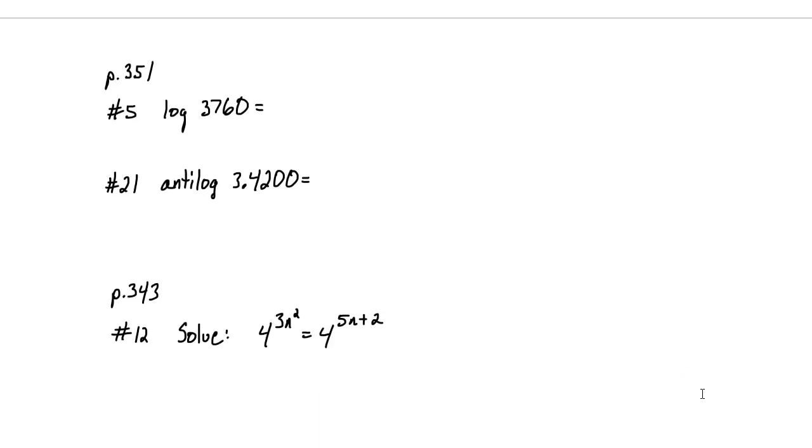On page 351, we were evaluating logarithms using our calculator. So push the log button, and then input 3760. If you round it, the answer is about 3.575. To do anti-log, the button on our calculator says 10 to the x on it. And the answer is 2,630.26.